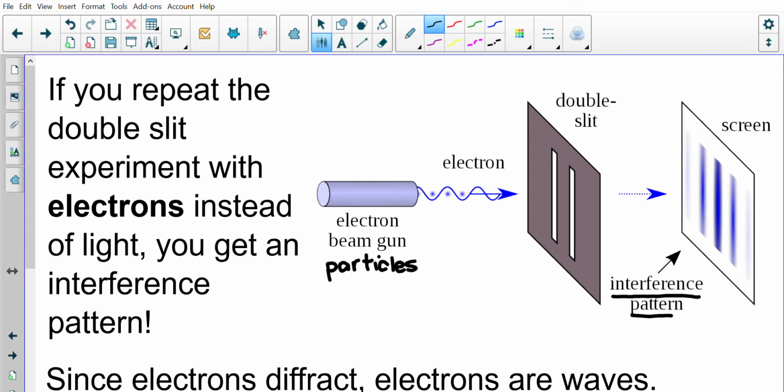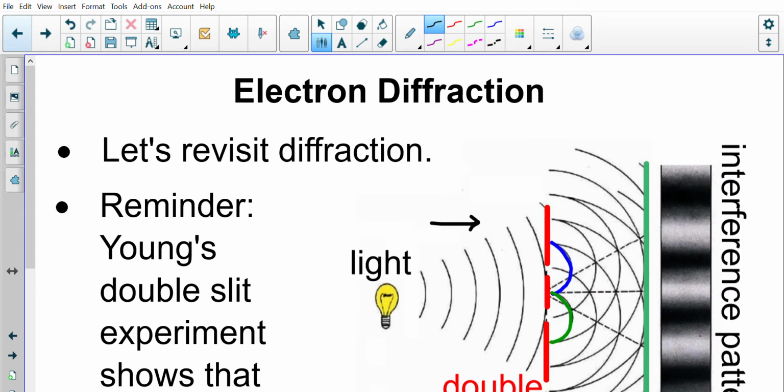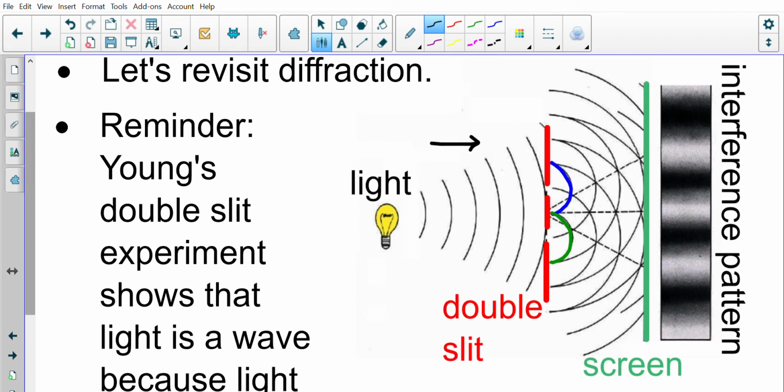So if I just go back for a second, the experiments are the same, but they're sort of showing opposite things. Remember, at the time of Young's double slit experiment, this is showing that light has wave properties. Okay, and so we knew that light is a wave from this experiment. But then remember later, when Einstein explained the photoelectric effect, he explained that light is a particle.